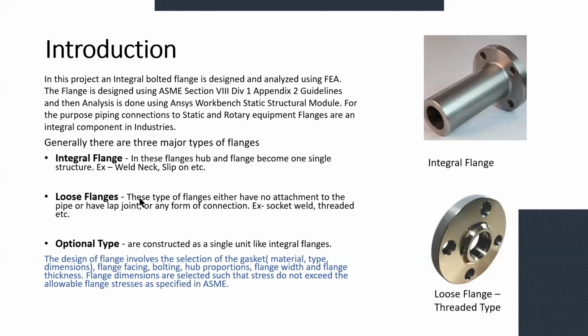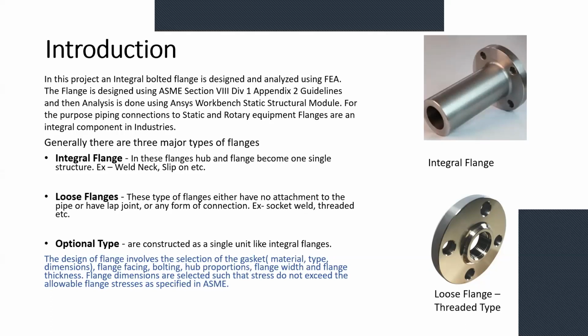In loose flanges, the flange and the hub portion are not integral, and generally they have a temporary kind of joint like a socket weld or threaded portion. Pardon me, in integral flanges there are no threads. The third category is optional flanges. In optional flanges, the design is done based on the integral flanges only, but yet the construction may be loose.